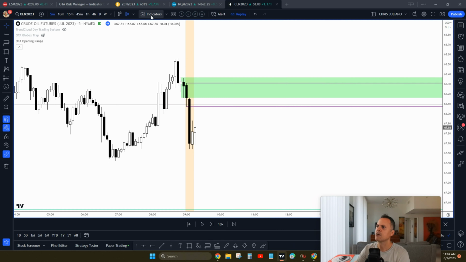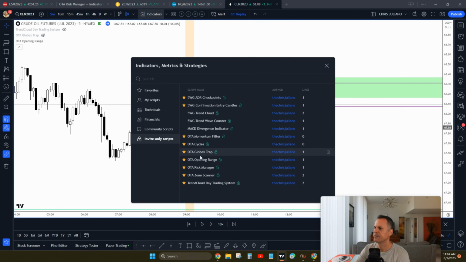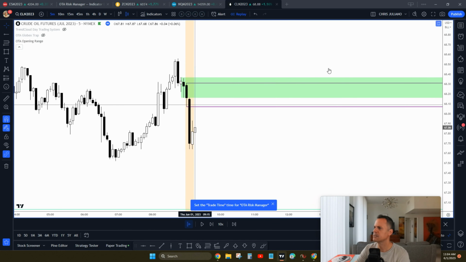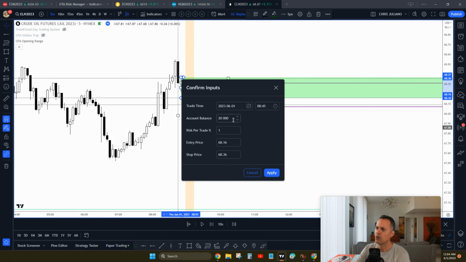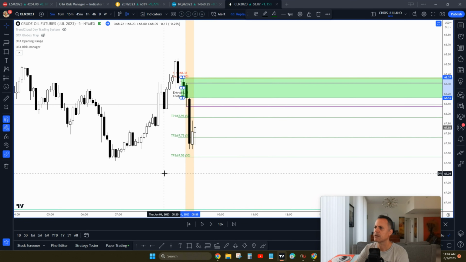So let's use our risk manager. Go to the risk manager, and it's going to tell us, here's the line. Click onto an area that's close to the zone. Here's your entry. Here's the stop loss. What is your account size? Is it a $20,000 account? Is it a $5,000 account? You got to put that in there. Let's just say 20,000, apply.